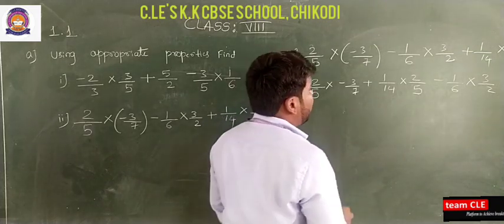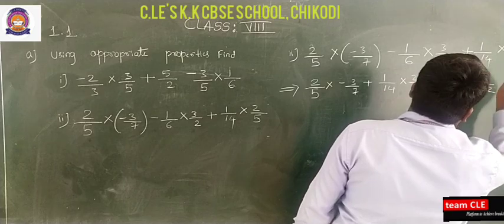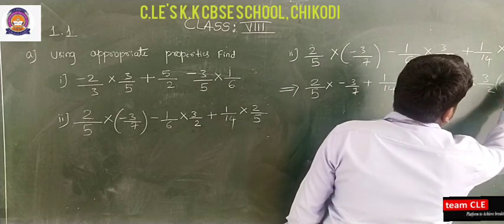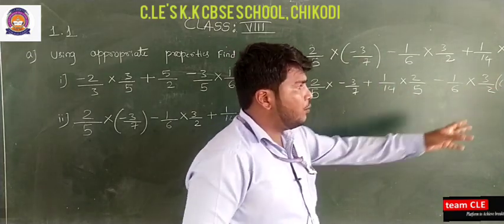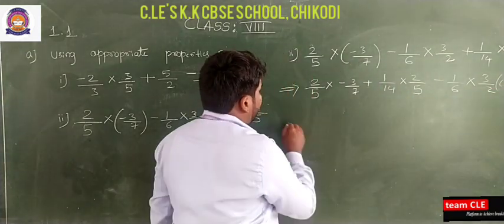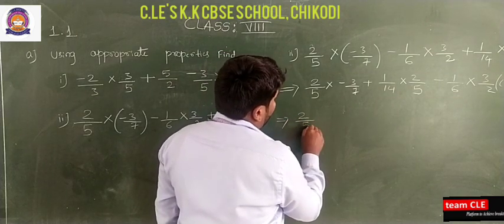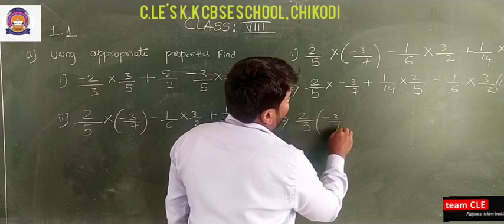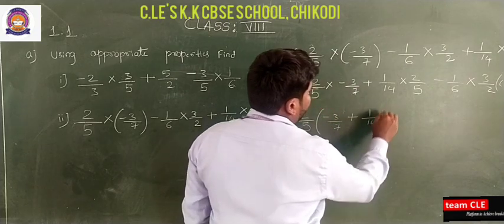Now see, it looks like the commutative property. So you can write this as commutative property. So in brackets you write this as commutative property. I just write here CA, but you have to write this as commutative property. Next see, next what you have to do, 2 by 5 is common. If I remove 2 by 5 as common, remaining is minus 3 by 7 plus 1 by 14.